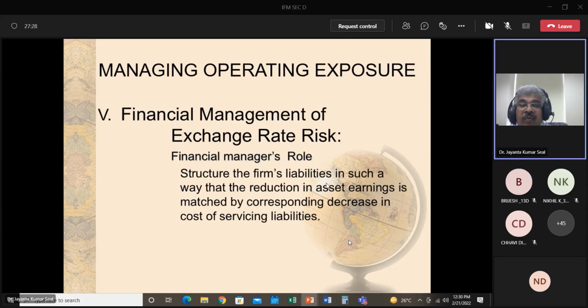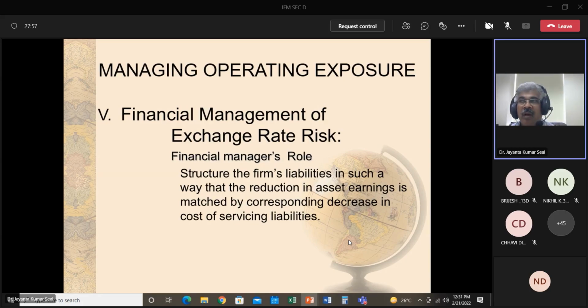So what is the financial manager's role? Structure the firm's liabilities in such a way that the reduction in asset earnings is matched by a corresponding decrease in the cost of servicing liabilities. So on one side are your assets, on the other side are your liabilities. You have to use your assets, generate revenue, and serve the liabilities.